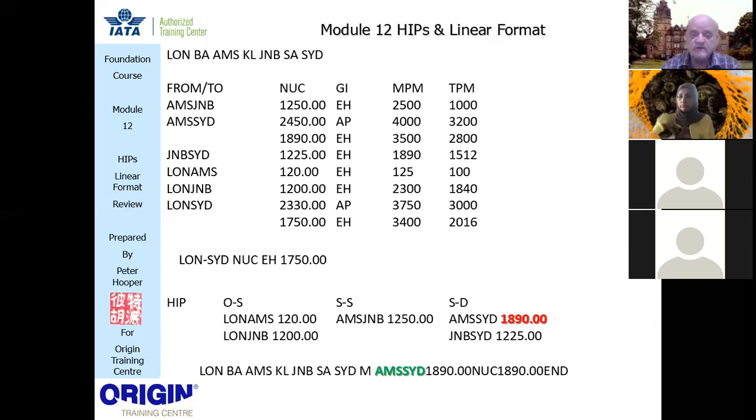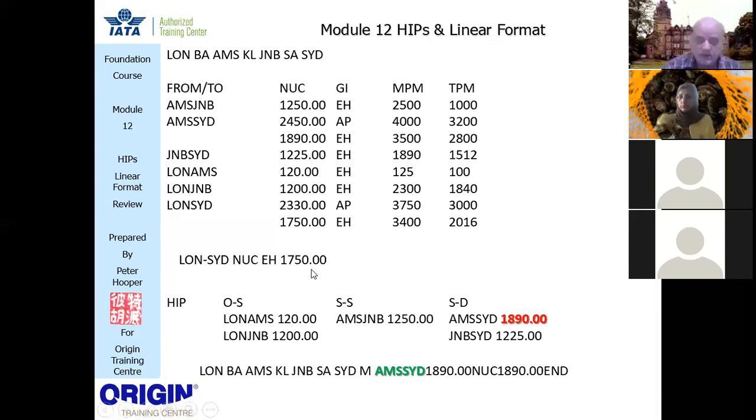Then I check stopovers to stopovers. Tell me, in this itinerary, which cities are stopovers? Amsterdam. Fine. So the only fare to check is Amsterdam to Johannesburg, and that's 1250. Is that higher than this? No. Is 1250 higher than 1750? No. No HIP.